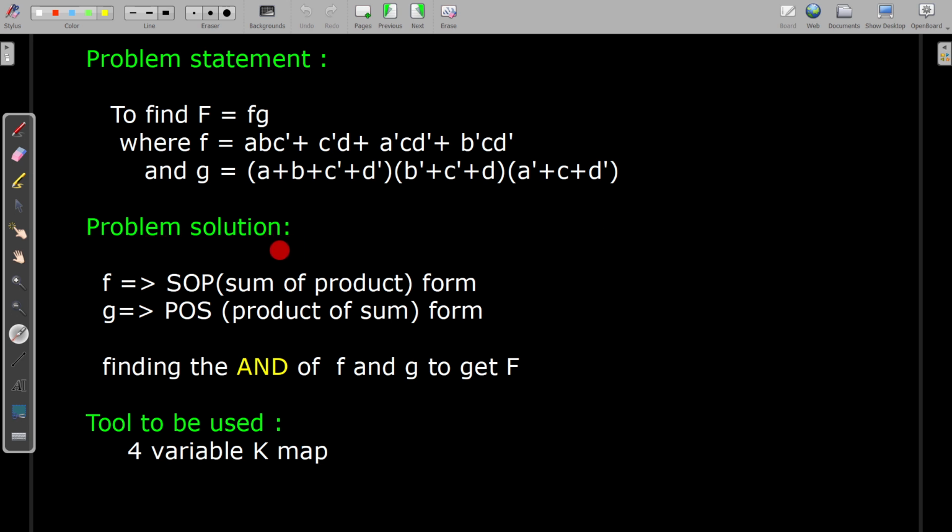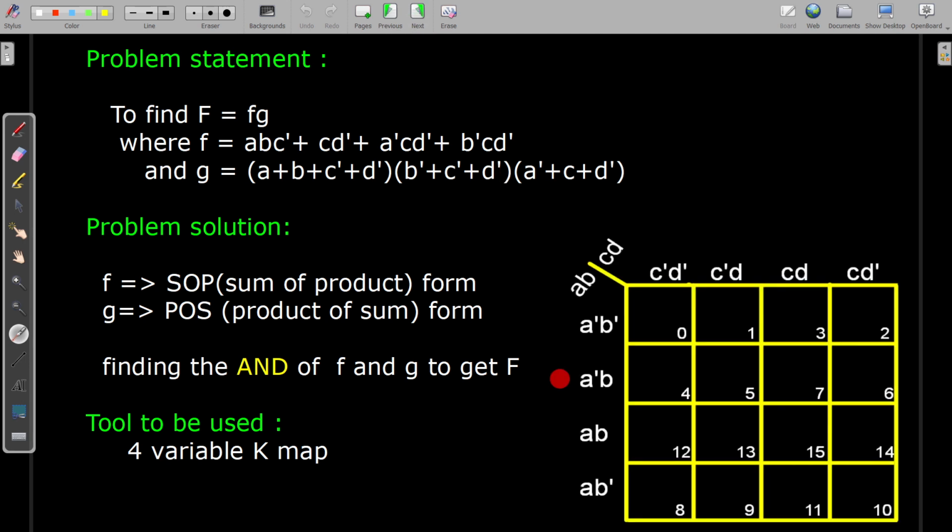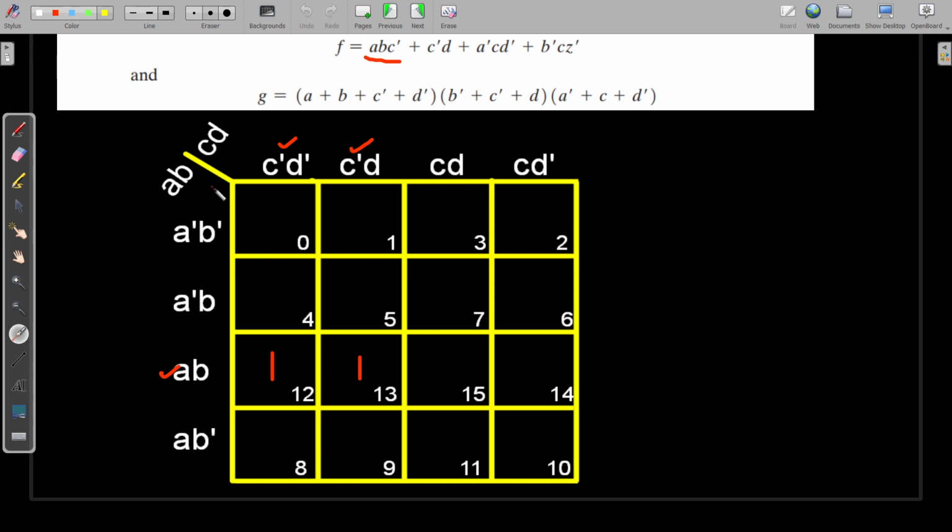Now we go for the problem solution. The f is given in SOP form, that is sum of product, and g is given in POS, that is product of sum form, and we are asked to find the ANDing of f and g to get F, and the tool to be used is K-map. And we are going to use the 4 variable K-map, and we have this construction setup which is already known to you. Let's get started to find the solution.